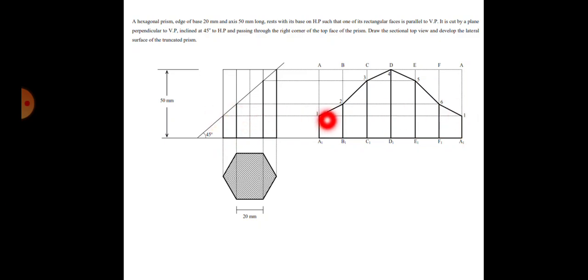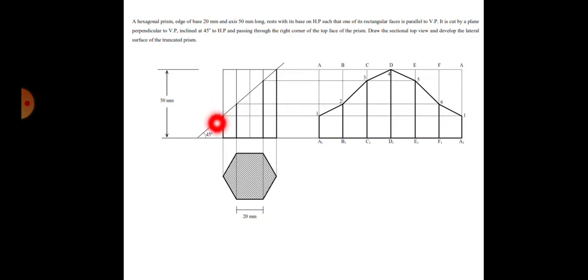So from 1 you project it here, you get the point 1. From 2 you project it, you get 2. From 3 you project it, you get 3. 4 is anyways on the top point. So 5 you project it, you will get 5. From 6 you project, you will get 6. 1 is again on the same point. So you get point number 1, 2, 3, 4, 5, 6 and 1.